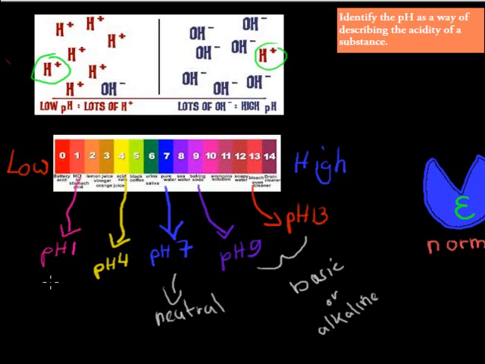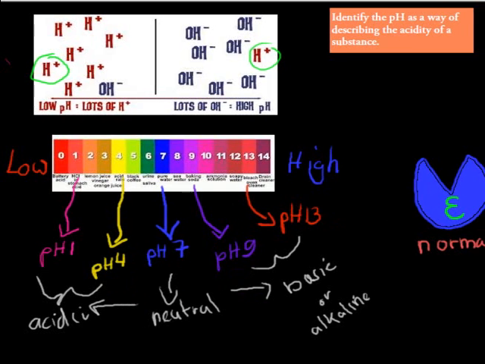And if you go the other way, less than 7, a pH of 4 for example, or a pH of 1, they're acidic. And a pH of 1 is more acidic than a pH of 4. So the smaller the number, the more acidic. Whereas if you increase from a pH of 7, the higher the number, the more basic it becomes.